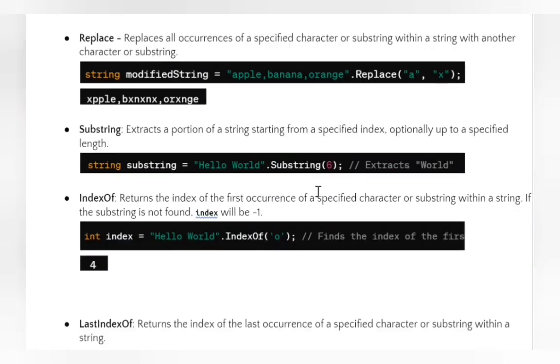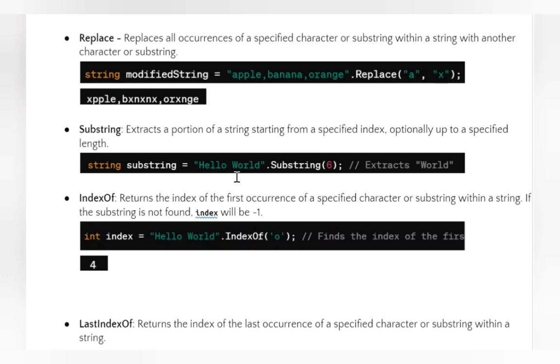Now we have substring. If you want to extract a portion of a string starting from some specified index, you can use substring. So here, with hello world, it says dot substring and specifies index 6. So what it will check, okay, 0 1 2 3 4 5 6. It says give me the portion of the string starting from index 6.